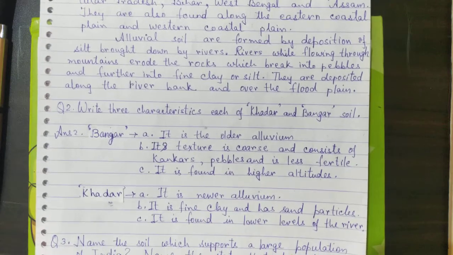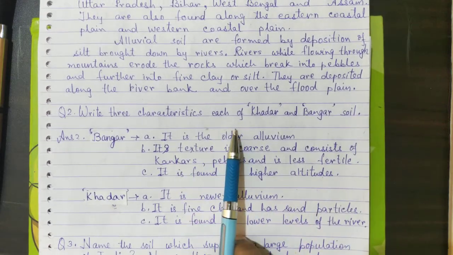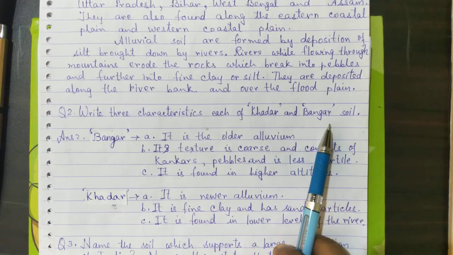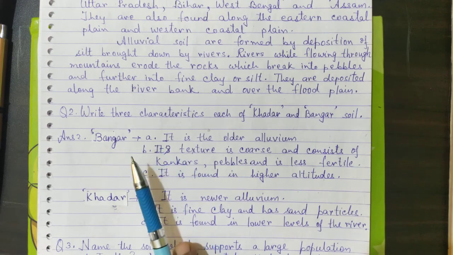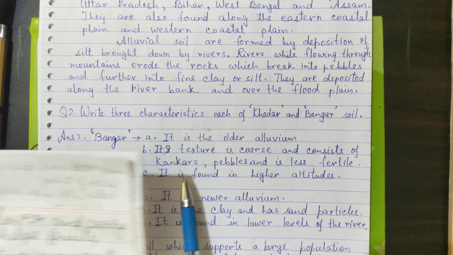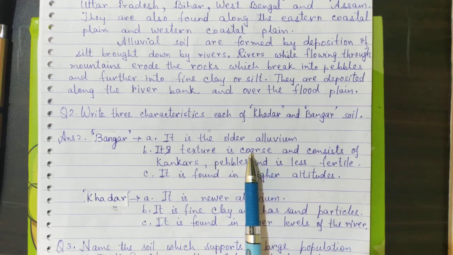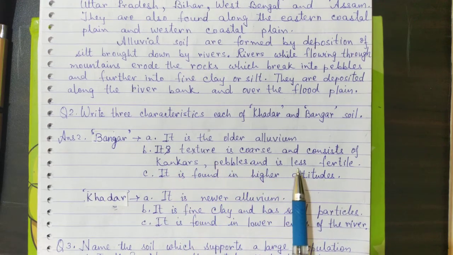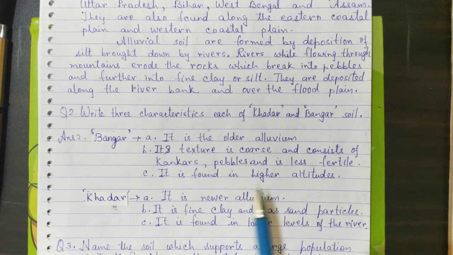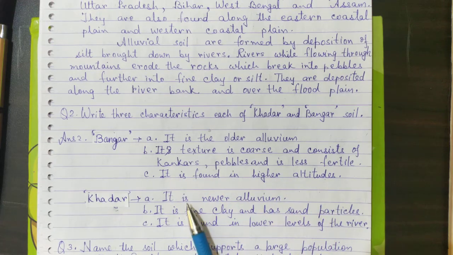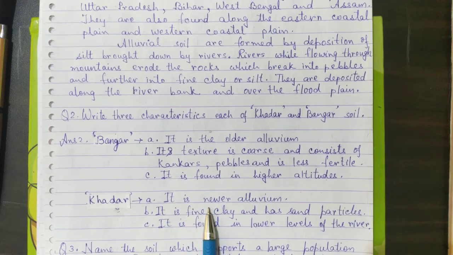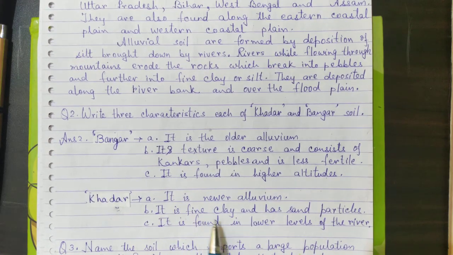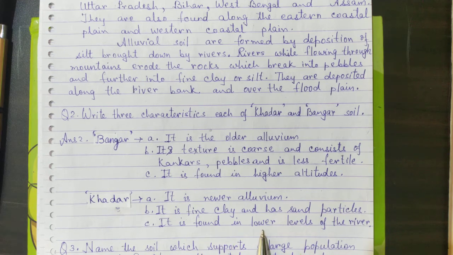Then we have: write 3 characteristics each of Khadar and Bangar soil. There are 2 types of alluvial soil, Bangar soil and Khadar soil. Bangar is older alluvial. Its texture is coarse and consists of kankars, pebbles, and it is less fertile. It is found in higher altitudes. Khadar is new alluvium. It is fine clay and has sand particles. It is found in lower levels of the river.